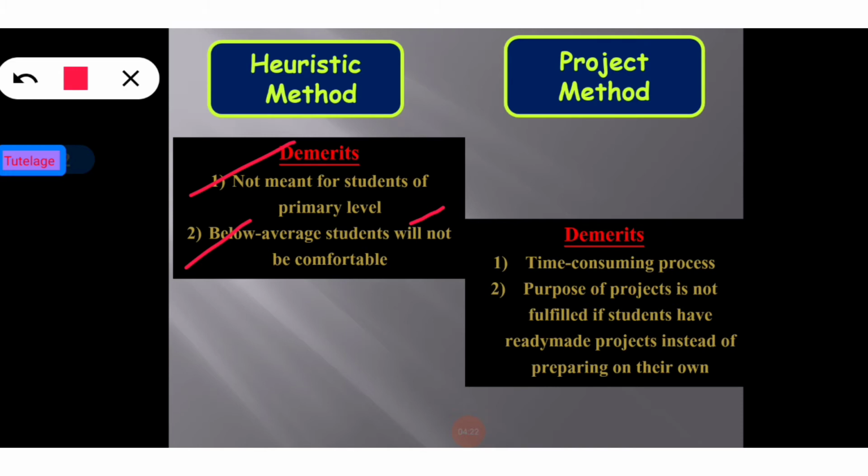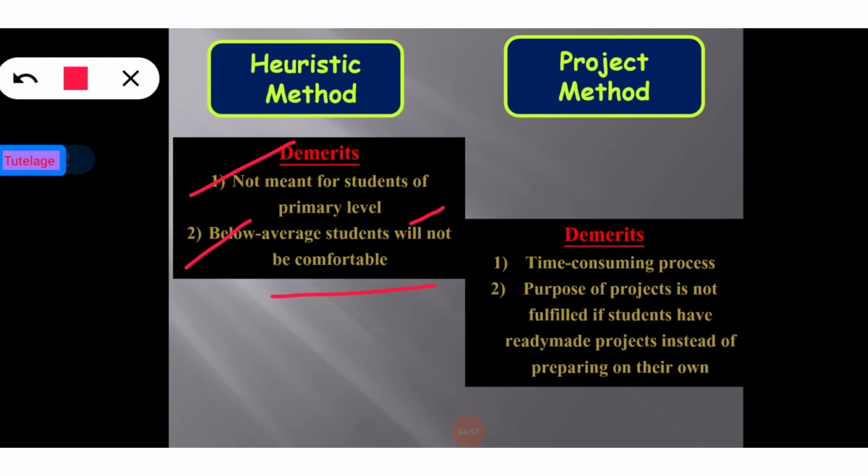And now going to the second point, below average students will not be comfortable with this method, because the self thinking, self knowledge, self study of the below average students is low compared to the average students or the higher average students. Okay, so that's why the below average students will not be comfortable with this method.